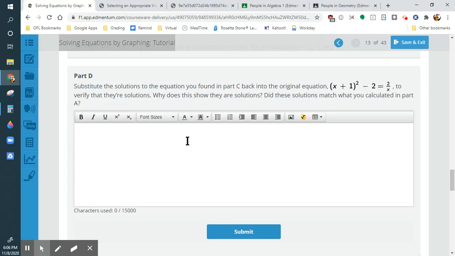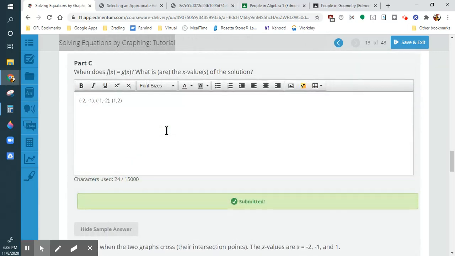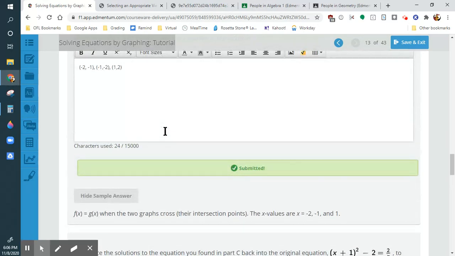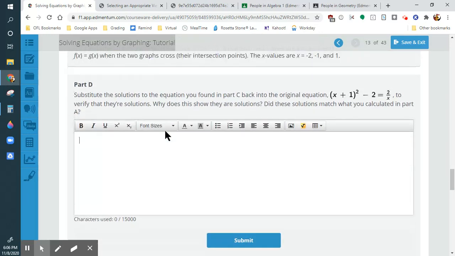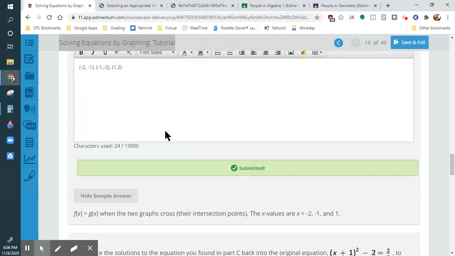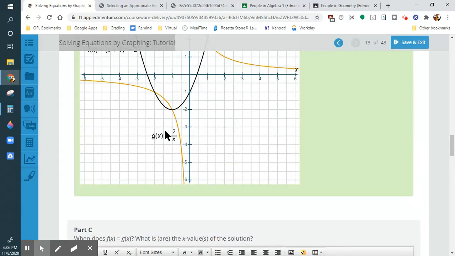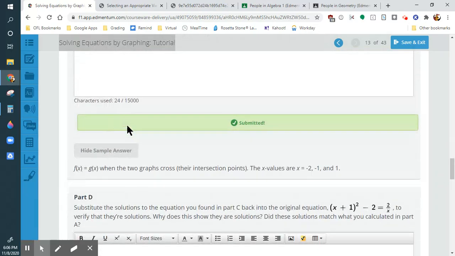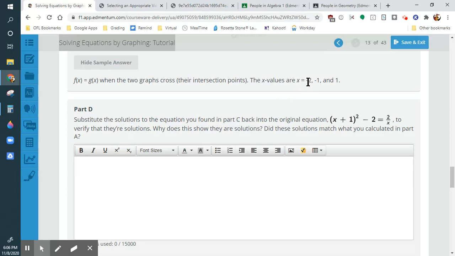Why does this show that these are the solutions? So if we're plugging all of these in here, I'm just going to do it by hand. You guys can type it in. Give me a second while I find where the answers are. Okay. Oh, wait. Here, I have answers right here. Okay, I was like, how am I going to type these in?